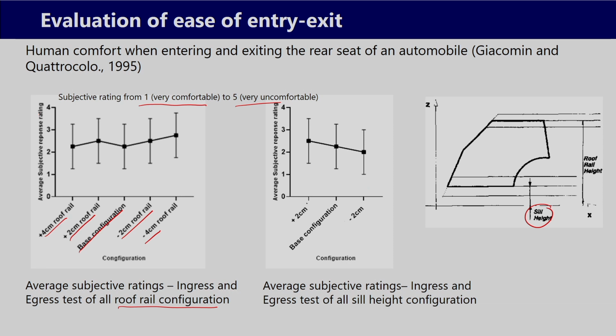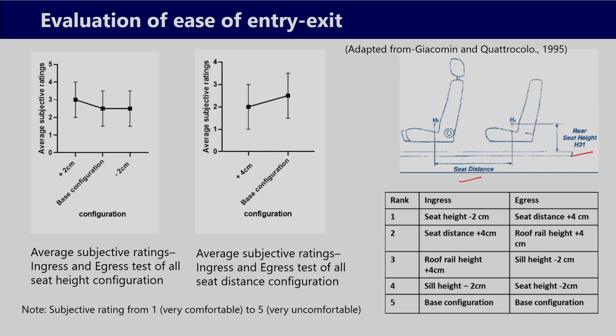Similarly, in this graph it is shown, earlier we discussed the roof rail height, now the sill height. If the sill height is also modified, if it is increased by 2 centimeter or decreased by 2 centimeter from the existing one, that is the base configuration, then how is the rating by different subjects, and based on the subjective rating the average and the standard deviation has been plotted here. Similarly, subjective ratings are also collected for the seat height configuration as well as the seat distance configuration, the distance between each point of the front seat and each point of the back seat.